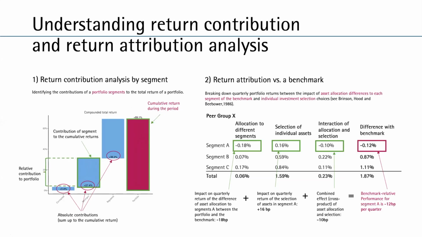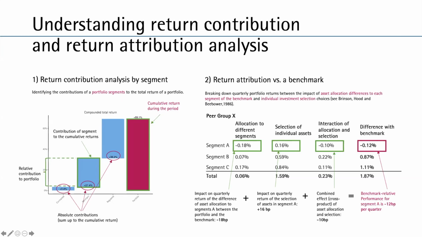Simple enough. Then moving on to the attribution exercise on the right, we will follow the standard Brinson, Hood, and Beebower approach. The idea here is to decompose the outperformance or underperformance of the portfolio against the benchmark. So that's what you see, the difference with the benchmark return on the right, by three effects: allocation, selection, and interaction. So first we take the allocation effect.